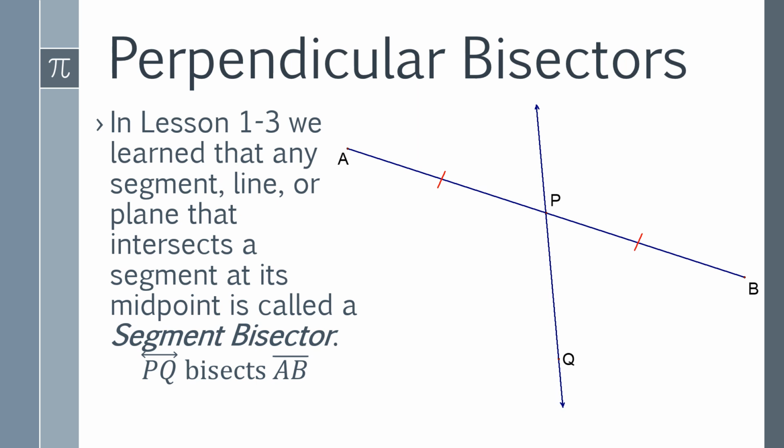All right, so perpendicular bisectors. In Lesson 1-3, we learned that in any segment, a line or plane that intersects a segment at its midpoint is called a segment bisector. So when we see a diagram like this, where this segment AB has been cut into two equal pieces, we would say that line PQ bisects segment AB.